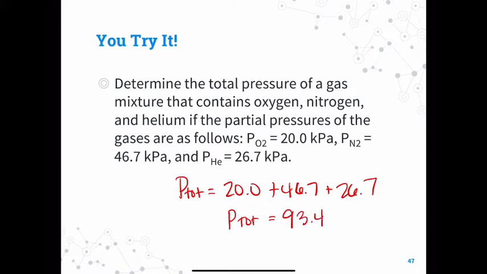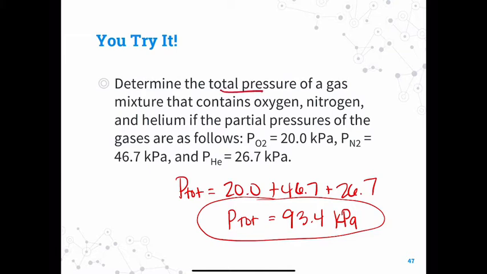And so I think what you should have gotten here is 93.4 kPa, okay? 93.4 kPa. And you just add up the parts. We wanted the total pressure, and the parts were 20, 46.7, and 26.7, and so when you add those up, you get 93.4 kPa, okay?